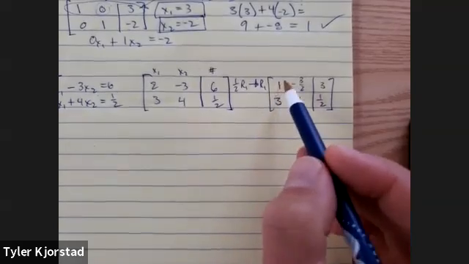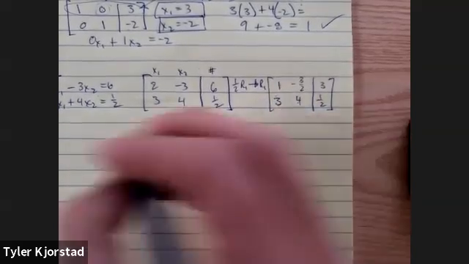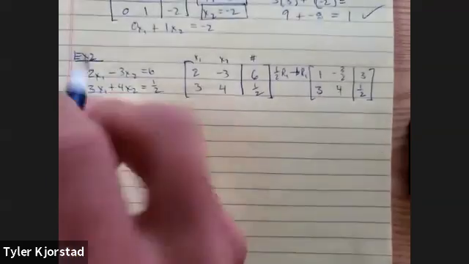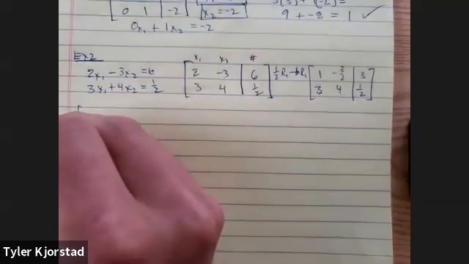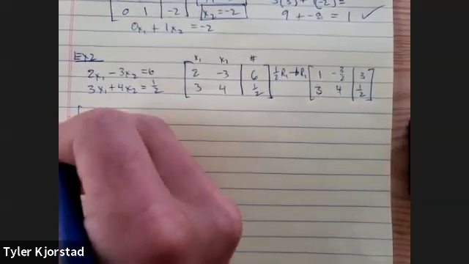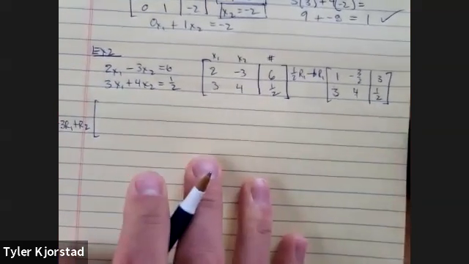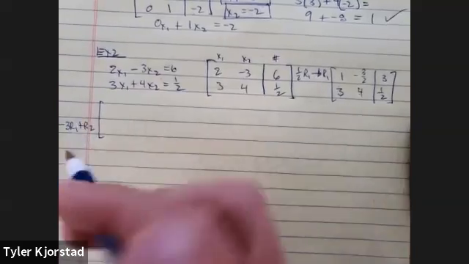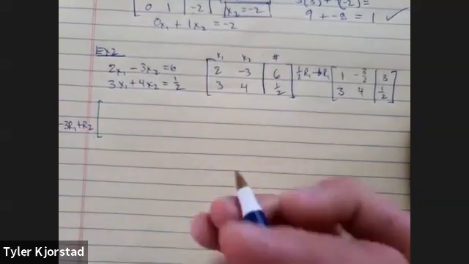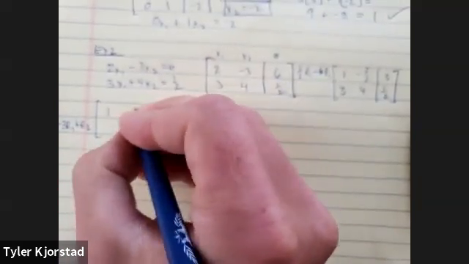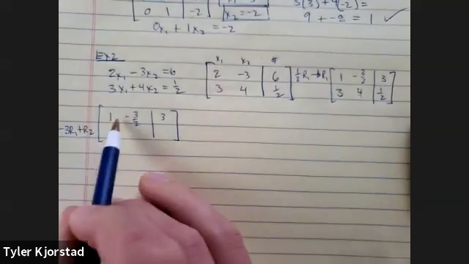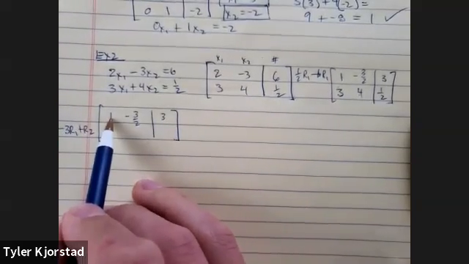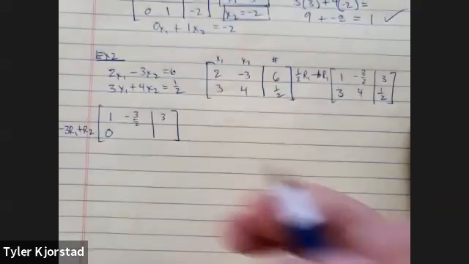So we could do -3 times row 1 plus row 2. So I'm going to write that over here. I'll have the matrix here, and I'll do -3 times row 1 plus row 2, and that'll become the new row 2. I ran out of room, so I'm not going to put that there. But the first row is still the same. So we'll do -3 times 1. -3 plus 3 is 0. That's the whole point.